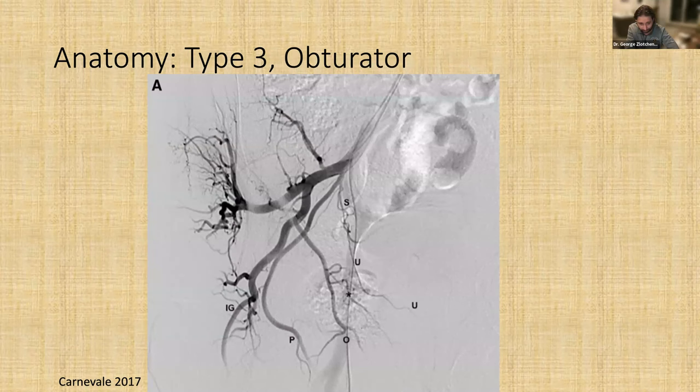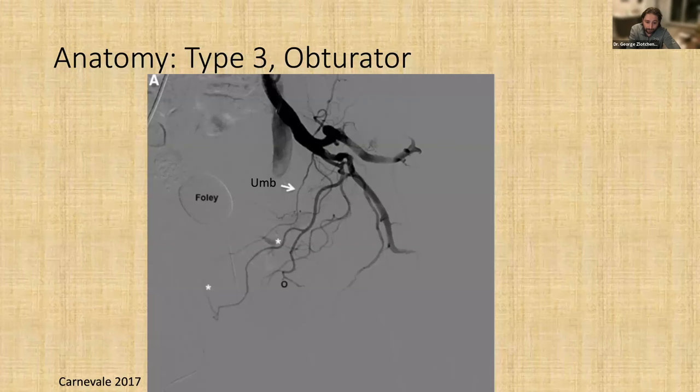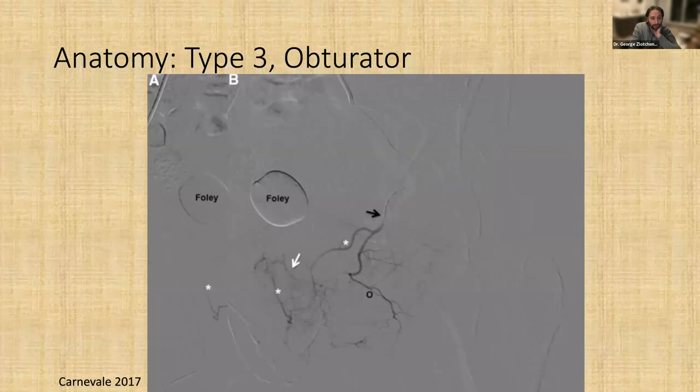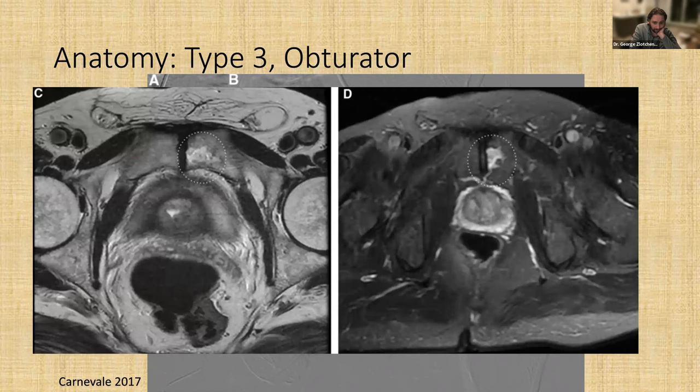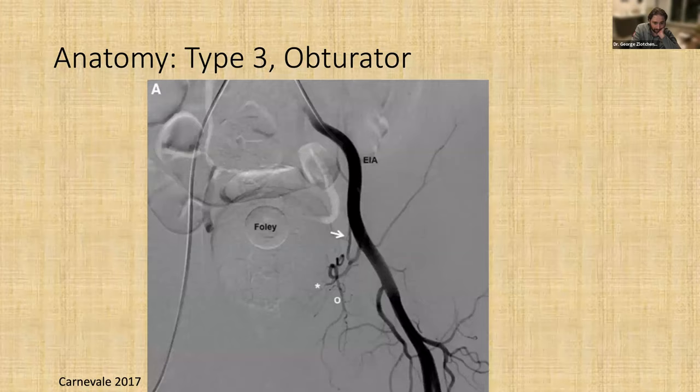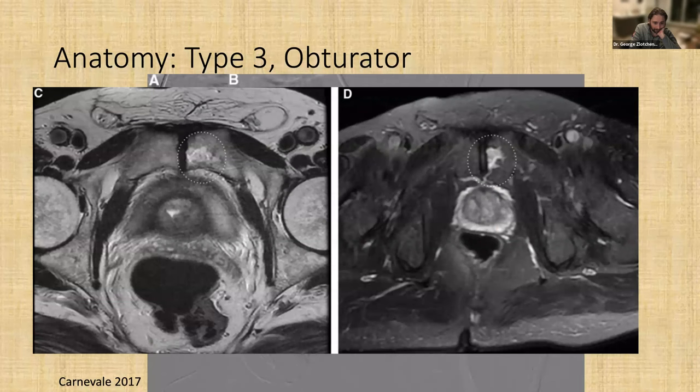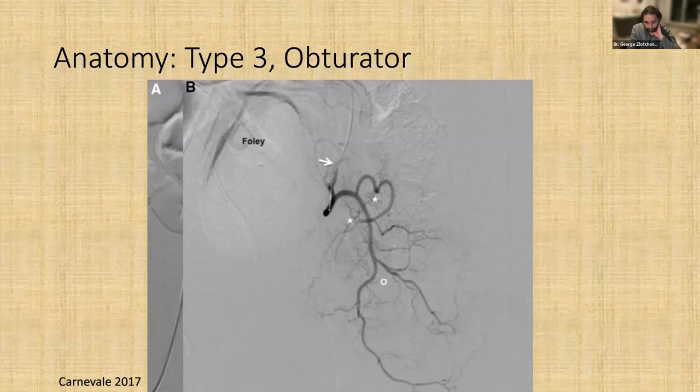Another example of the prostate artery coming off the obturator artery. Now, this one obviously is not crossing it because it's a pretty distal origin off the obturator. And that's an example of it cannulated. And actually, I think this is a picture of an embolized obturator artery, because the obturator is supposed to supply the pubic symphysis along with other tissue that you don't want to embolize.